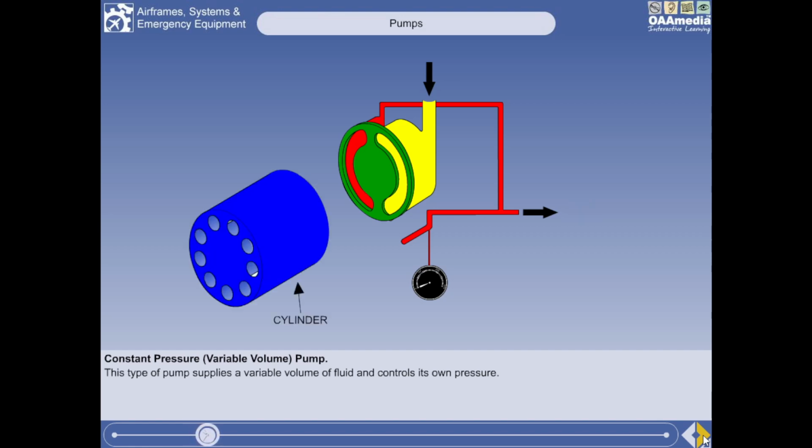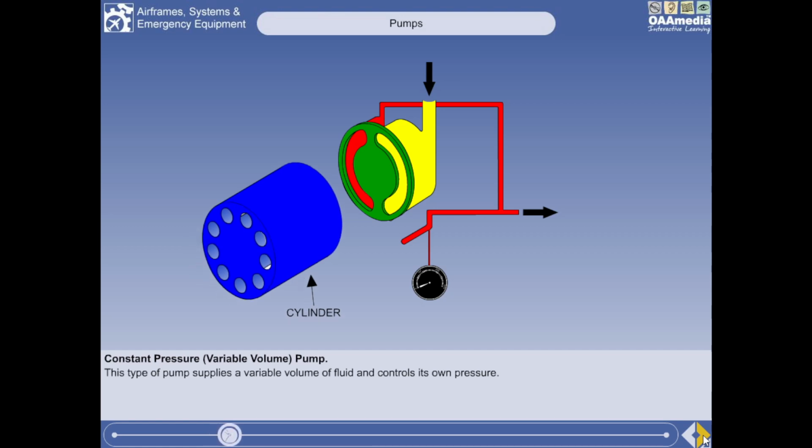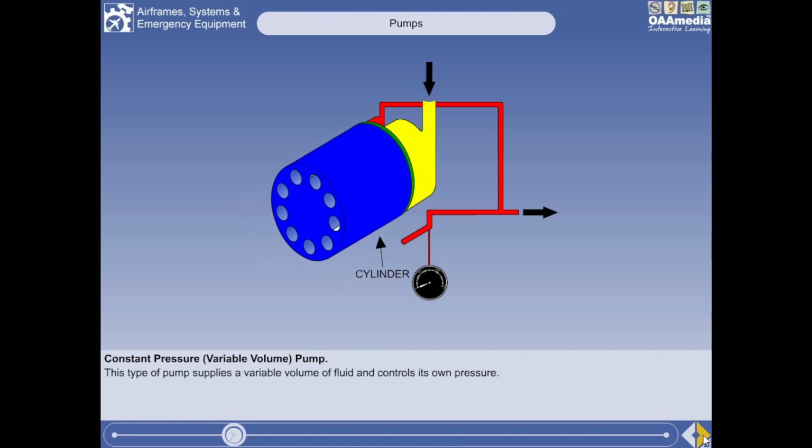The cylinder block is rotated by whichever source is driving the pump. Cut into this block are a number of cylinders. There is direct metal-to-metal contact between the rotating cylinder block and the stationary kidney plate. This contact is lubricated by hydraulic fluid at system pressure.